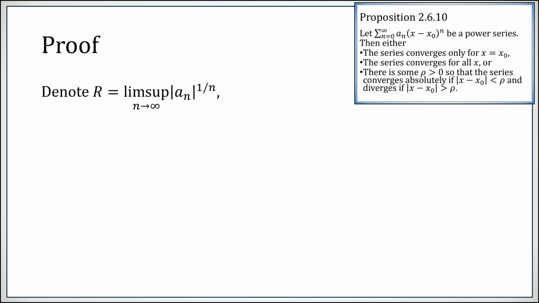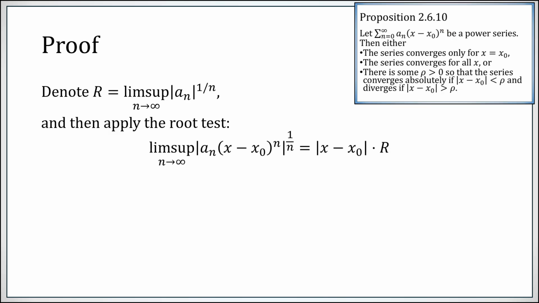Okay, denote by r the lim sup as n goes to infinity of the absolute value of a_n to the 1 over n. Then we're just going to apply the root test. The reason being that this (x minus x naught) to the n is going to interact very nicely with the root test. So we take the lim sup of the general term to the 1 over n. This (x minus x naught) to the n to the 1 over n is just a constant, x minus x naught in absolute value, and we denoted this lim sup to be r.